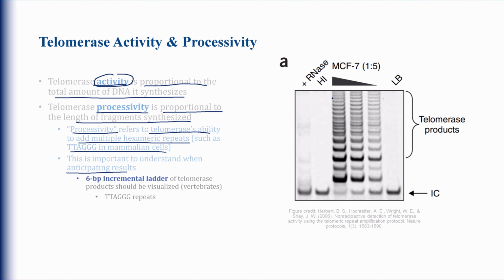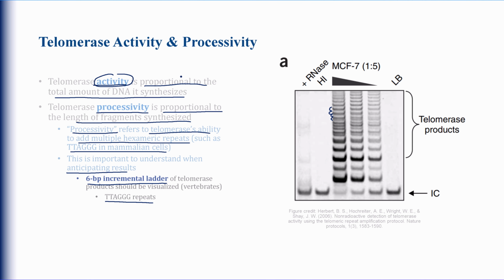So when we talk about processivity, we're talking about, in the case of vertebrates, the 6 base pair incremental ladder that forms. So you have an incremental ladder that is formed here, and it's a 6 base pair incremental ladder. And the reason for that, in the case of vertebrates, is that you have TTA-GGG repeats. These are the telomeric repeats that are added by telomerase.